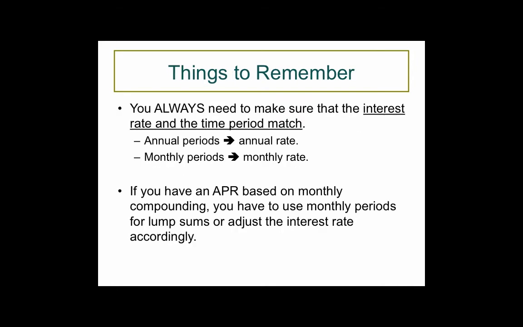So when you're thinking about EAR and APR, there's a couple things to remember. You always need to make sure that the interest rate and the time period match. Remember, we're talking about your N button and your I divided by Y button here. If you're going to be working with months, they both need to be in months. If you're going to be working with years, they both need to be in years. Quarters, they both need to be in quarters, and so on and so forth.